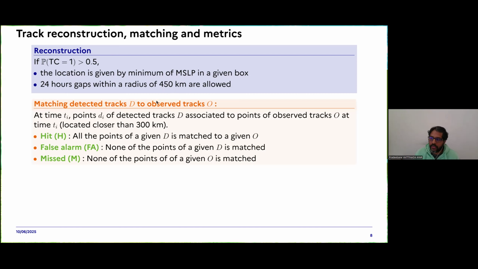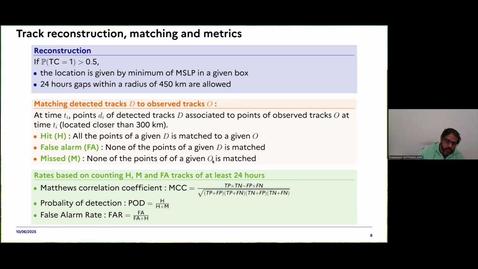Then I have to match every reconstructed track to the observed tracks. How do I do that? If I can match every point of a detected track to an observed one, I say this track is a hit. A false alarm is when none of the points of a given detected track can match an observed one. And I declare a miss if, for a given observed track, I cannot match it to any detected track. So I have these three simple statistics within my detected tracks.